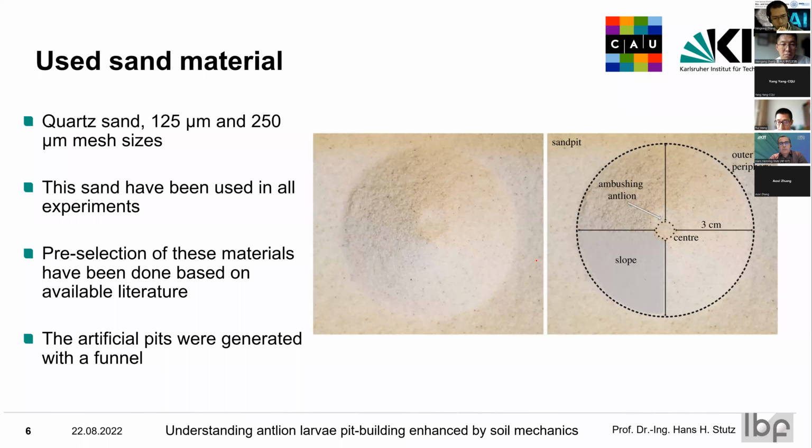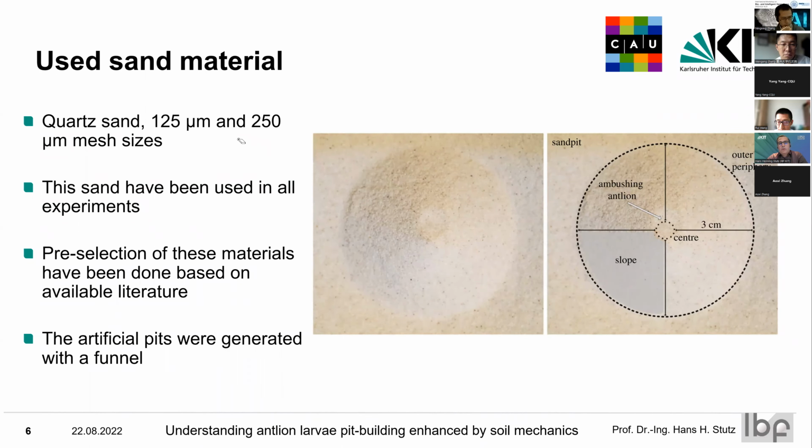Even so, there's some other species of these insects which have slightly different habitats, but basically the main area of this habitat are sandy soils with around this grain size, which they really appreciate to build their pits, because there it's quite easy. All the sands have used in all these different experiments.